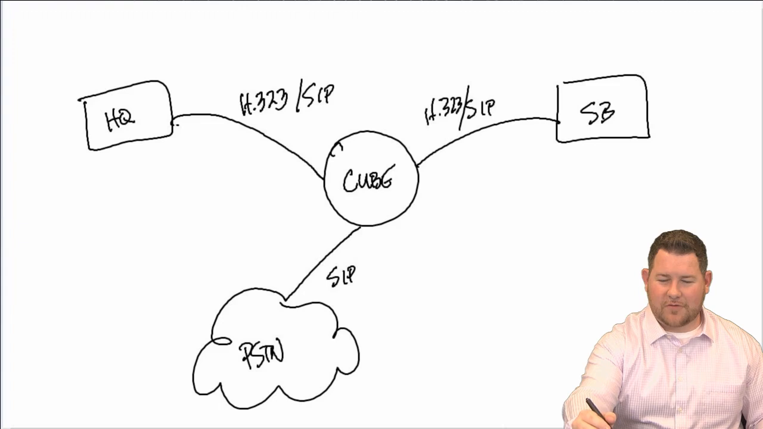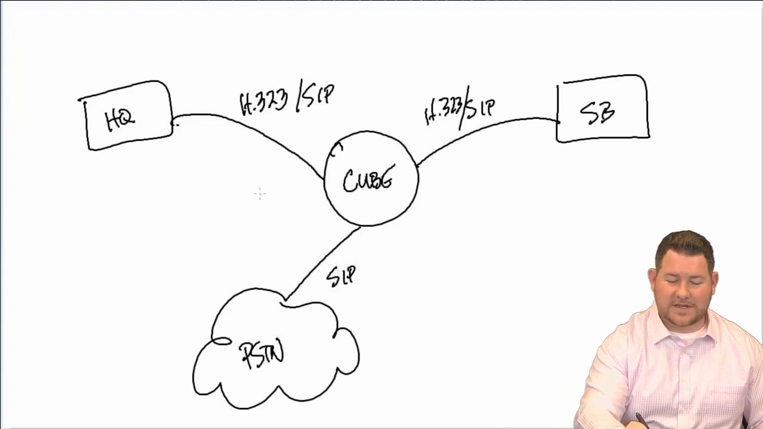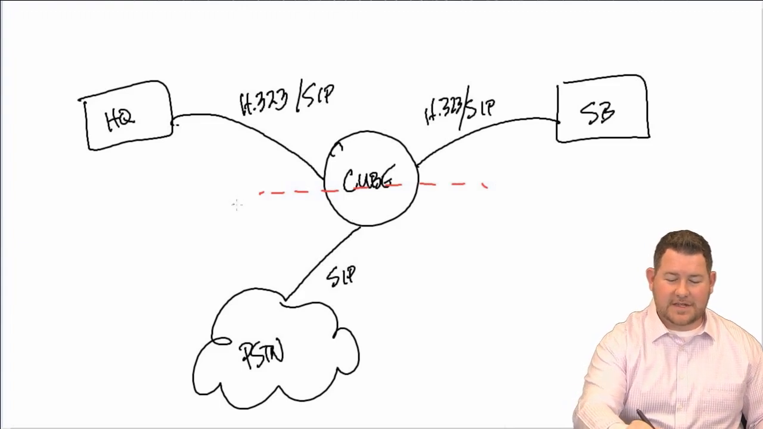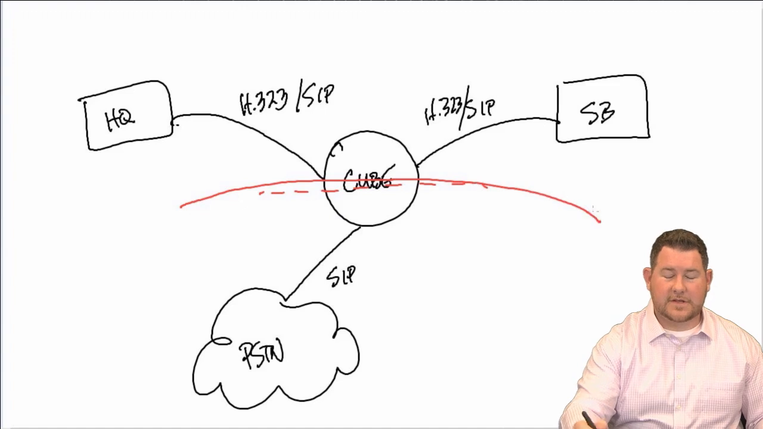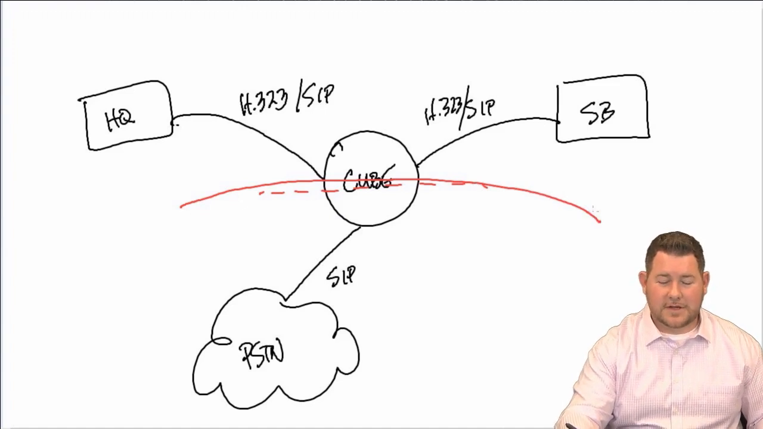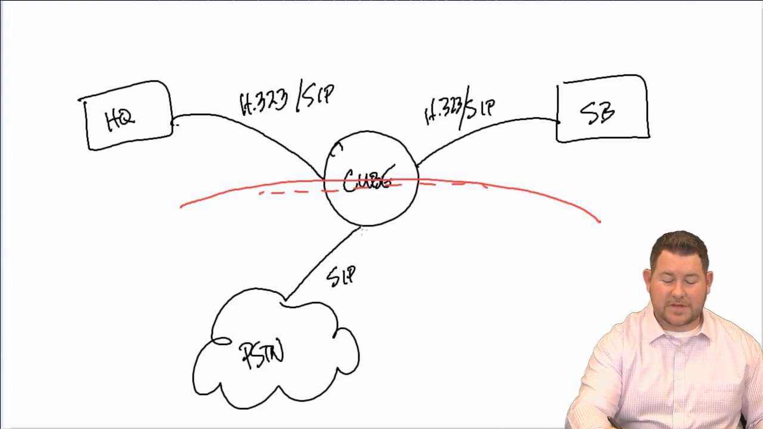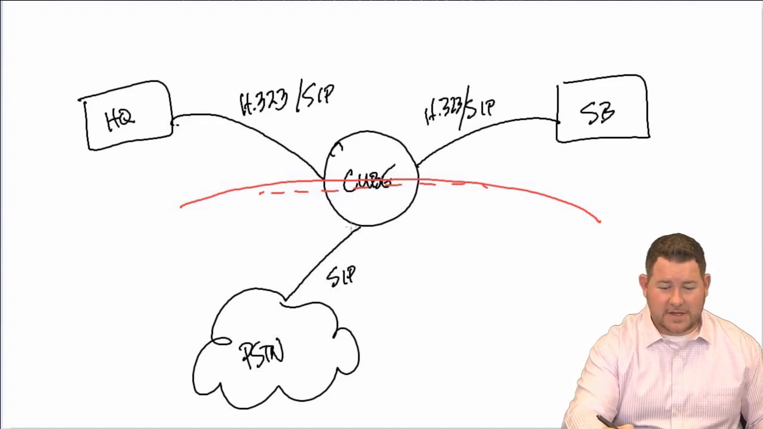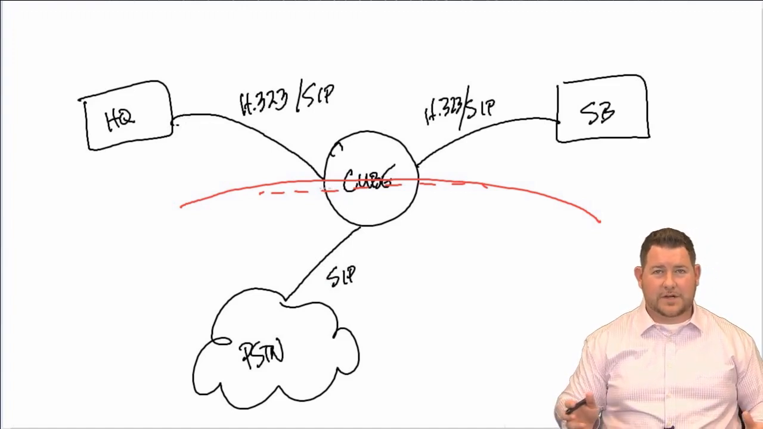So basically, to illustrate the point, if I draw just a nice little red line across this direction here, this is the point of demarcation in your network here. So for example, we have this PSTN connection going from Cube to the PSTN, and then we have this HQ to Cube connection. These are completely independent of each other. Cube is going to handle that communication completely.